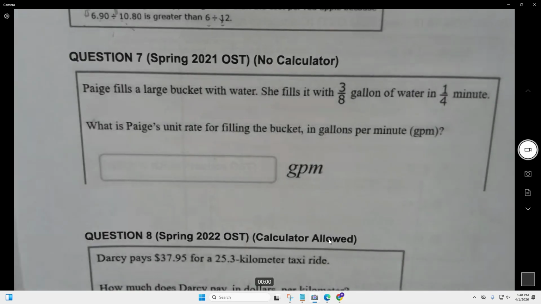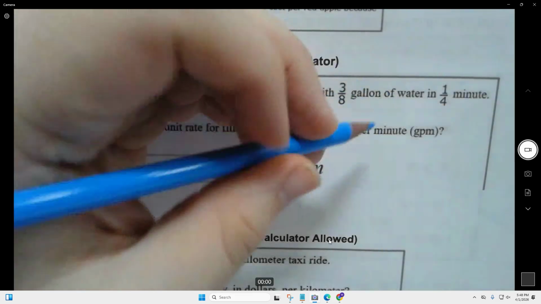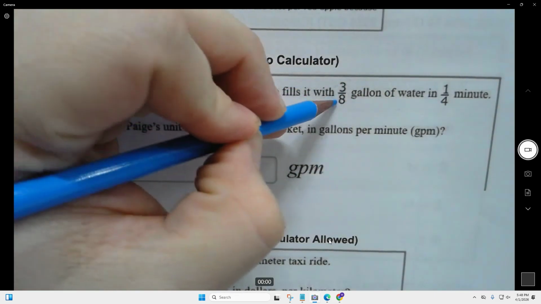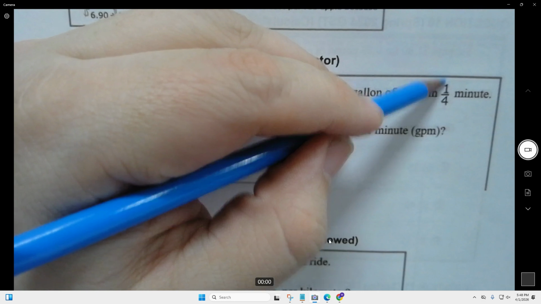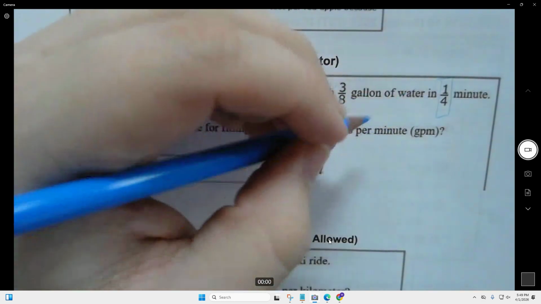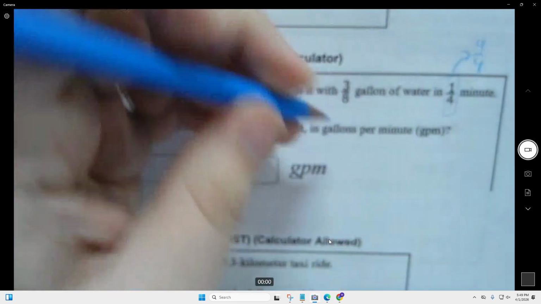Question 7, no calculator. Paige fills a large bucket with water. She fills it with 3/8 of a gallon in 1/4 of a minute. What is Paige's unit rate for filling the bucket in gallons per minute? This is asking how much you can fill in 1 minute. So, if this fills 3/8 of a gallon in 1/4 of a minute, then to get to 4/4 of a minute, we would have to multiply the numerator by 4.